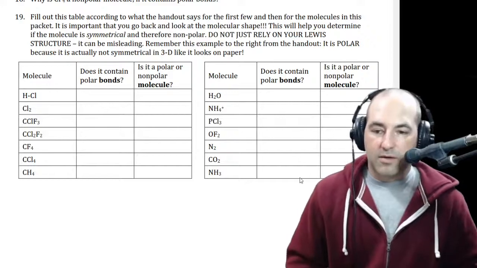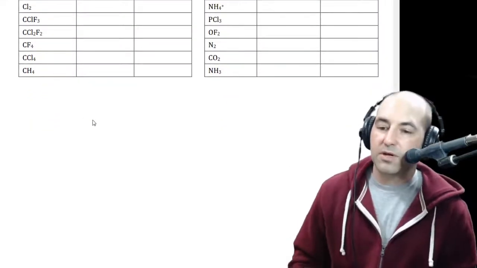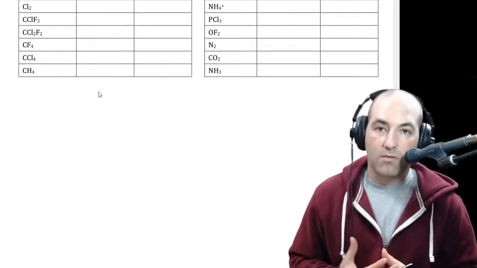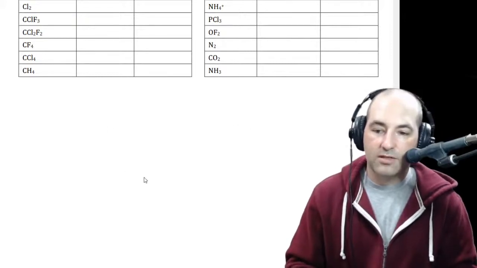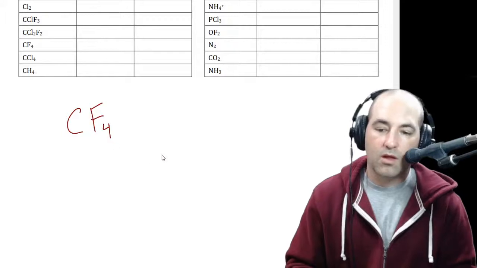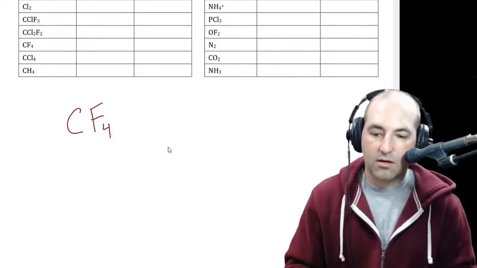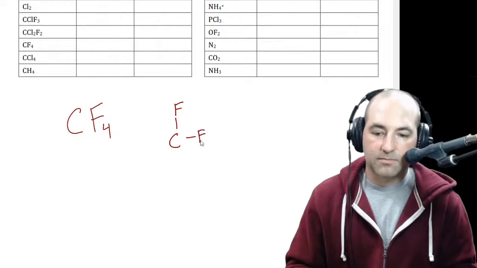And the last thing I want to talk about is that sometimes a molecule has polar bonds, but the overall molecule ends up being nonpolar. So, for example, CF4, carbon tetrafluoride, we can make a Lewis structure for that. It's a fairly simple one. It's just like this.